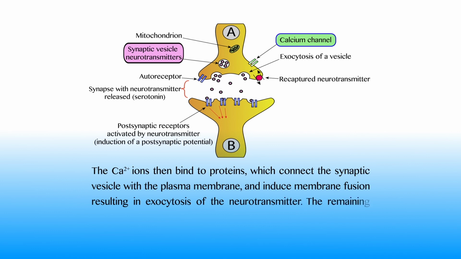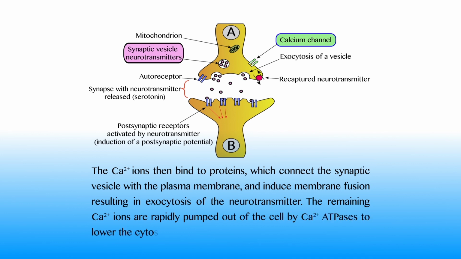The remaining calcium ions are rapidly pumped out of the cell by calcium ion ATPases to lower the cytosolic calcium ion level and return to resting potential again. The synaptic vesicle membranes are rapidly internalized by endocytosis, involving proteins unique to the synaptic vesicles, clathrin-coated vesicles or non-clathrin-coated vesicles.